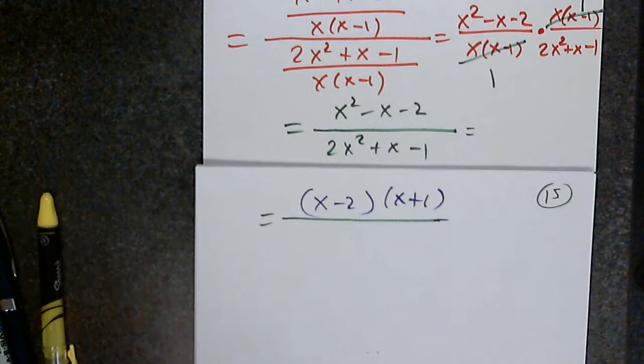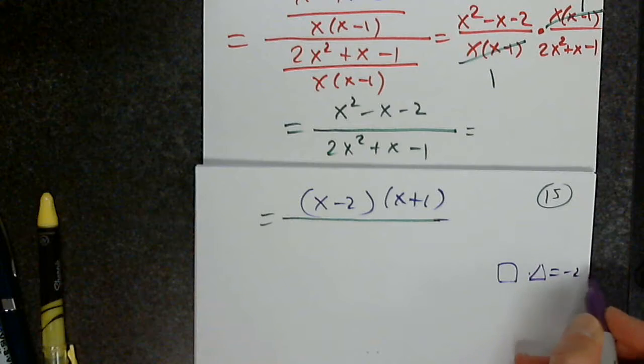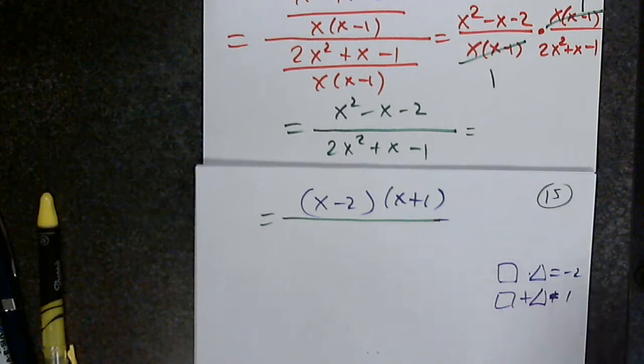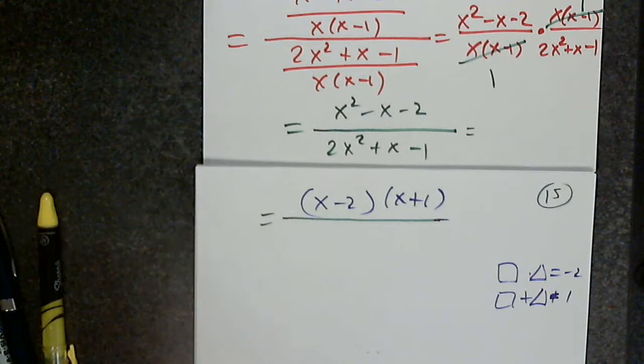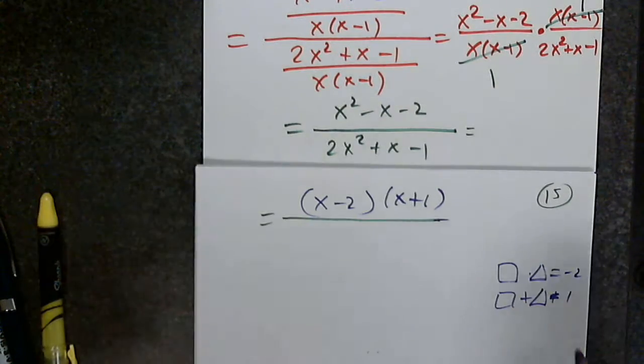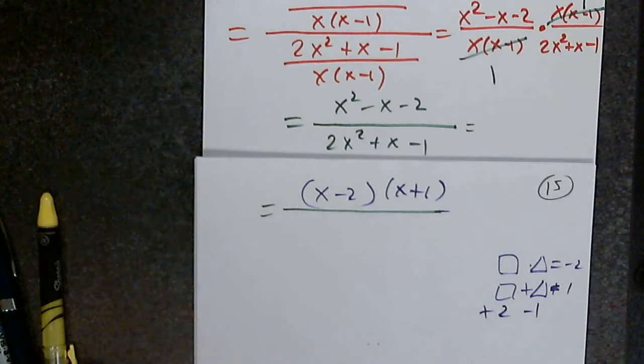So the product is negative 2, and the sum is 1. Since 1 is negative and 1 is positive, the numbers are negative 1 and positive 2. Yes, negative 1 and positive 2, correct.